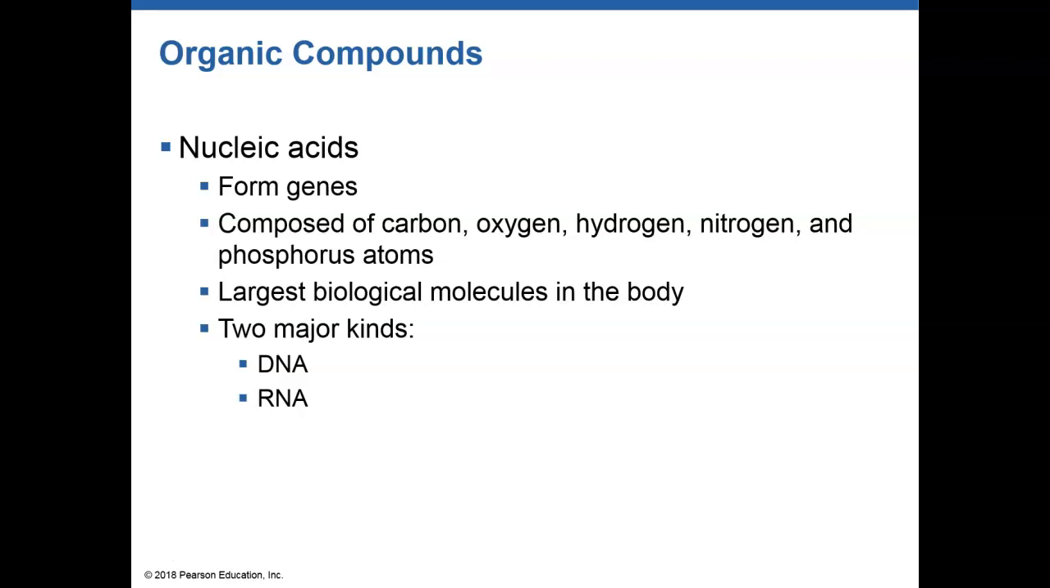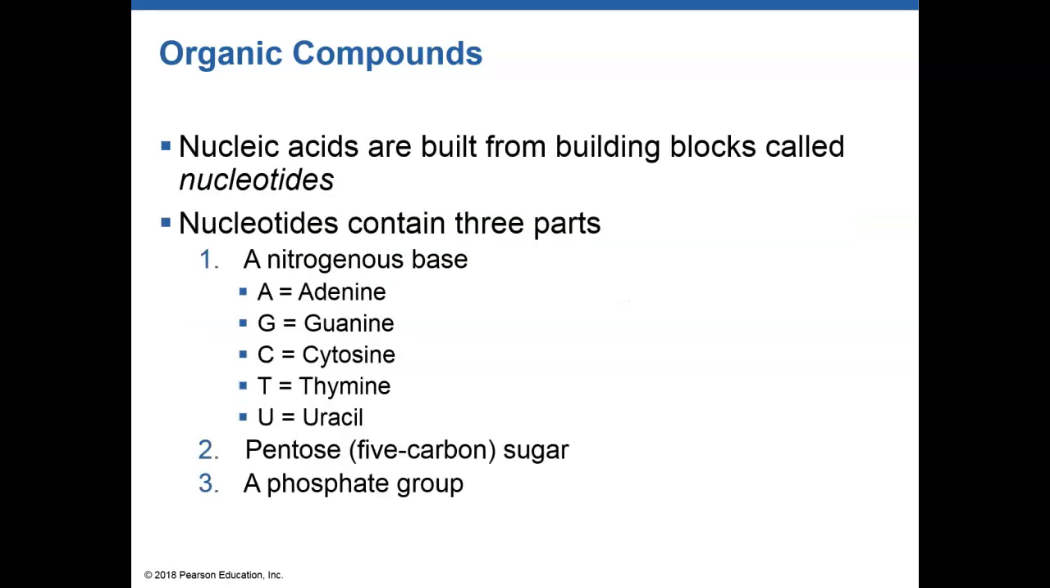There are two major types of nucleic acids, DNA and RNA. Nucleic acids are built up from nucleotides. There are 4 major nucleotides: adenine, guanine, cytosine, thymine. Well, I guess I lied. There are 5 major nucleotides. Those are the 4 that are found in DNA, but in RNA we also have uracil.